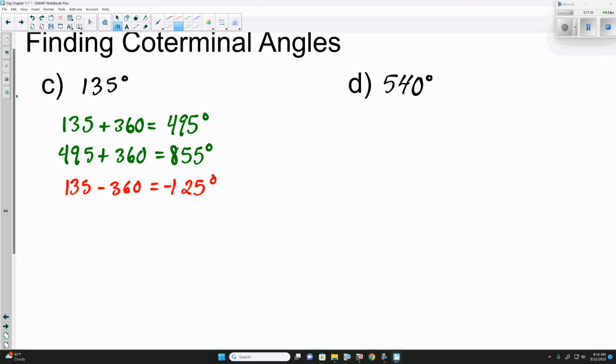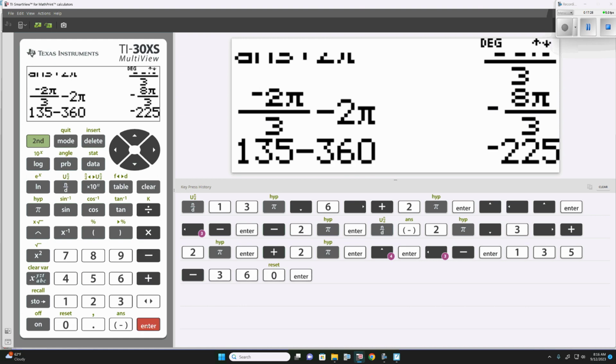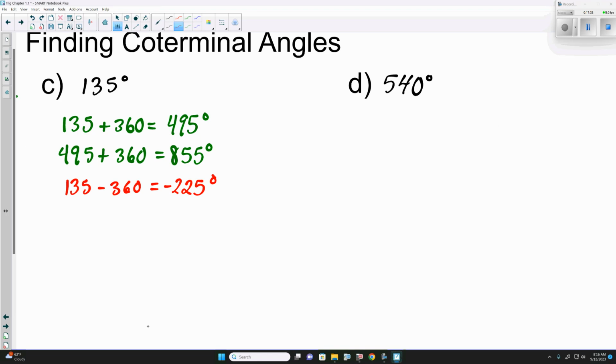And we don't have to do these by hand. We could do these in a calculator. 135 minus 360 is negative 225. Now, most likely, I believe on the homework, if I remember correctly, it's going to ask for 2 positive and 1 negative angle. So we have to do this here. We add it twice and subtract it once.